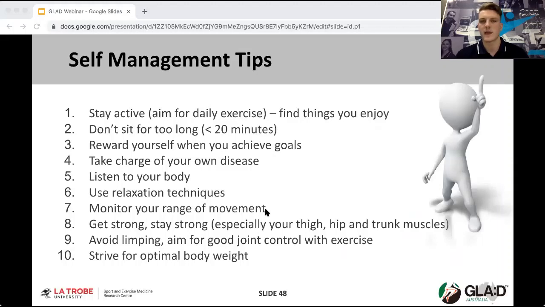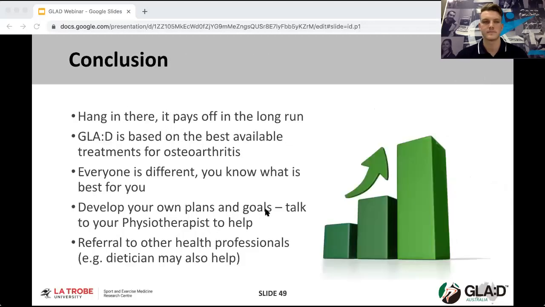Stay active, aim for daily exercise, and find the things you enjoy. Don't sit for too long, so try not to sit for more than 20-minute periods. And reward yourself when you achieve your goals. Take charge of your own disease. Listen to your body. Use relaxation techniques. Monitor your range of motion. Get strong, stay strong, especially with your thigh, hip, and trunk muscles. Strive for optimal body weight and avoid limping, and aim for good control with exercise.